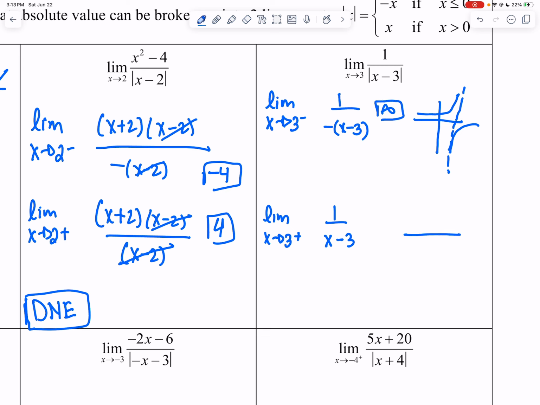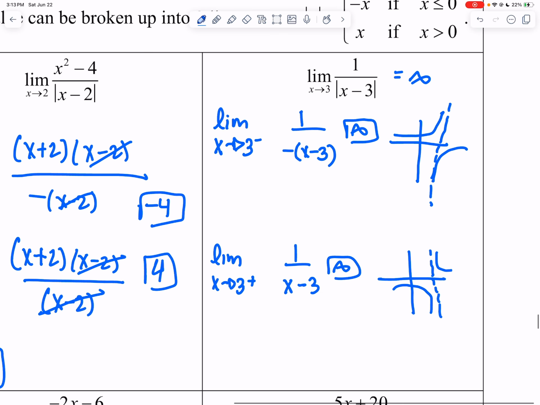Now, same thing here. If I were to do 1 over x minus 3, that's going to look something like this. But I'm approaching it from the right, so that's also going to be positive infinity, which means that my limit here is going to be positive infinity. Now, that's my first way, aka just graphing it and visualizing it by using a graph.